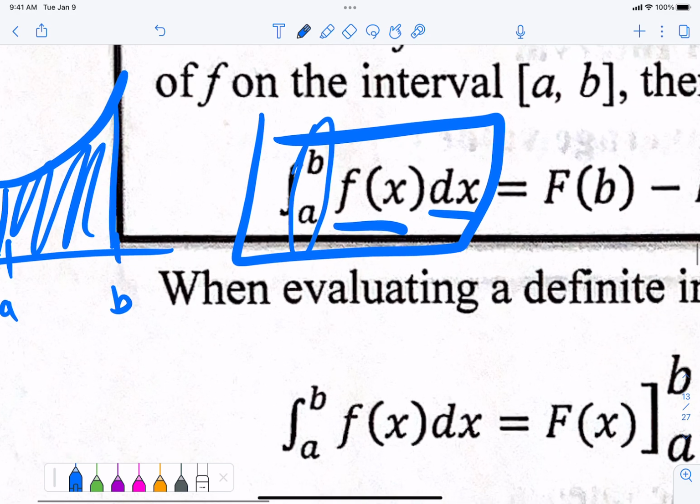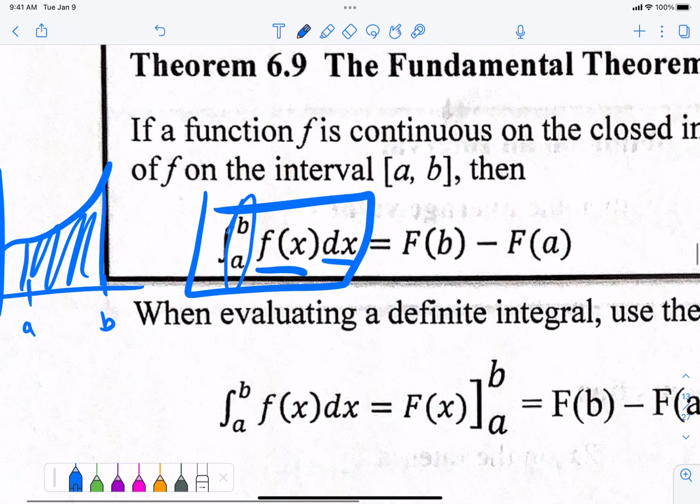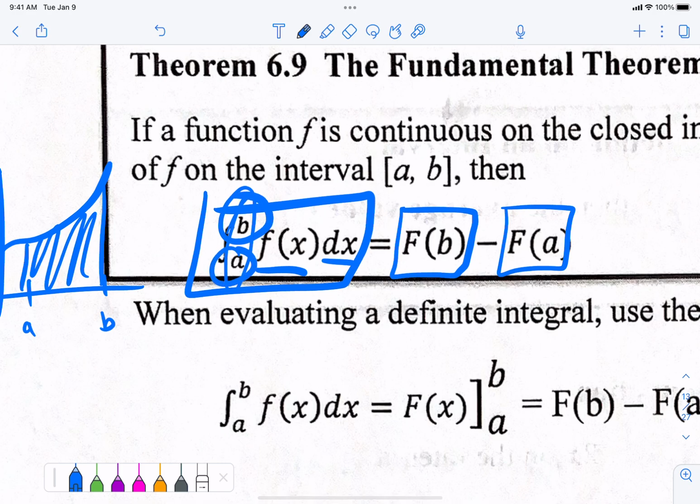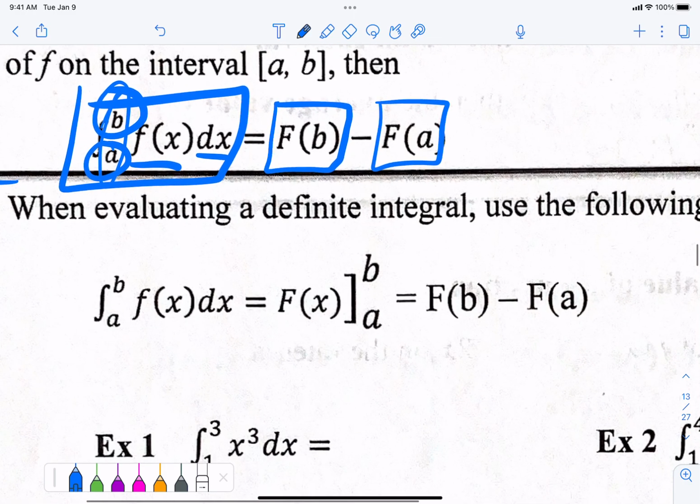The thing you do to find that area is take the antiderivative, which they denote as a capital letter. You plug in b, and you subtract what you get when you plug in a. You plug the top number in, and subtract what you get when you plug the bottom number in. We know that already. We did that in 6-3, because I jumped the gun and taught it to you already. So F of b minus F of a, that's what you do.